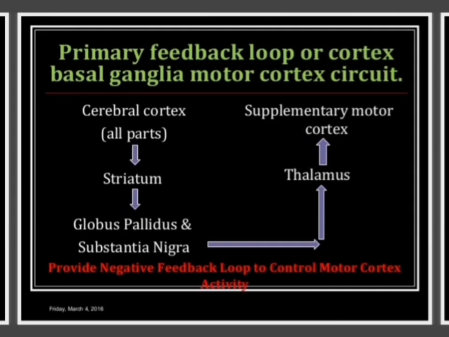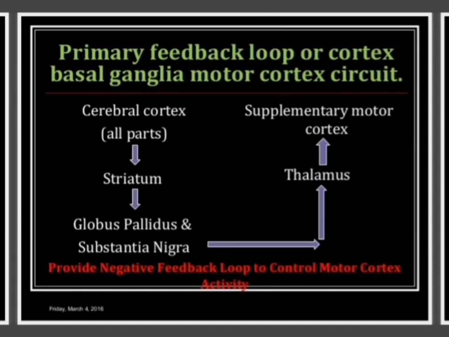From the substantia nigra they go into the thalamus, and from the thalamus they go into the supplementary cortex. The supplementary cortex is a bilateral cortex because it controls movements which are bilateral in nature. It provides a negative feedback loop for control of the motor cortex. This slide begs your deep concentration.